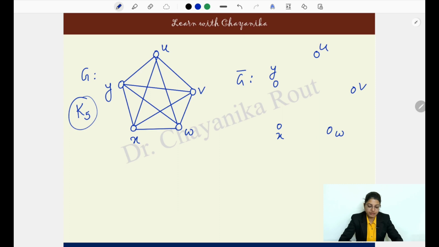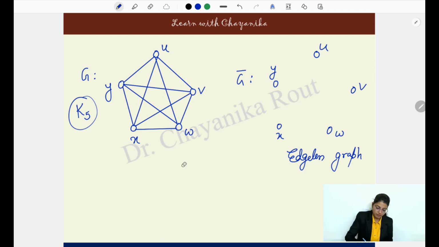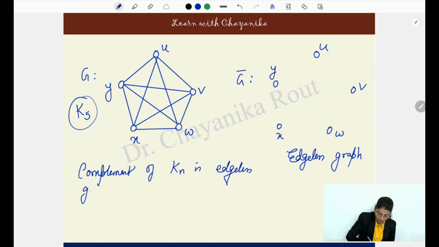So here every pair of vertices is already adjacent and I cannot draw these edges in the complement. Now in the complement graph, I cannot draw any edge because I do not have any pair of non-adjacent vertices in our graph G. So my complement graph looks like this, that is, it is an edgeless graph. So this is something that we can conclude here, that the complement of Kn is the edgeless graph of order n. So if you are dealing with K2, its complement will be the edgeless graph of order 2. If you are dealing with K10, the complement of K10 would be the edgeless graph of order 10.